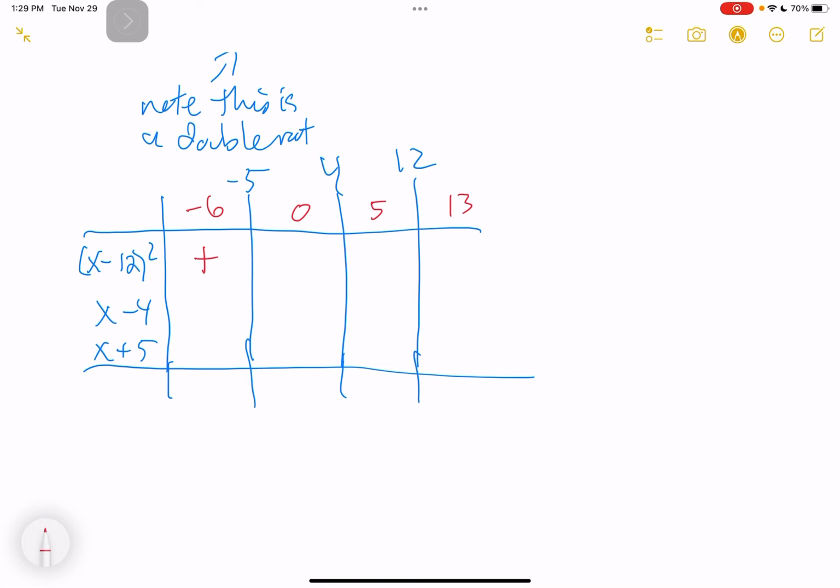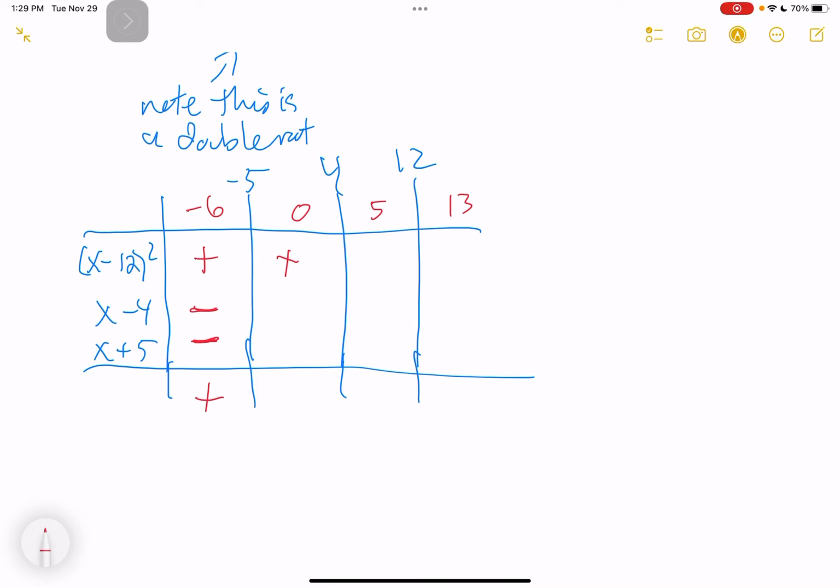If you put negative 6 in here for the x minus 4, negative 6 minus 4 is negative 10, so that's negative. And negative 6 plus 5, that's also going to be negative. So we have a positive times a negative times a negative, and that's going to be a positive. And that's going to fit with the region requirements about it being positive. Put a 0 in there. 0 minus 12 is negative 12. Negative 12 squared is positive, so we get a positive there.